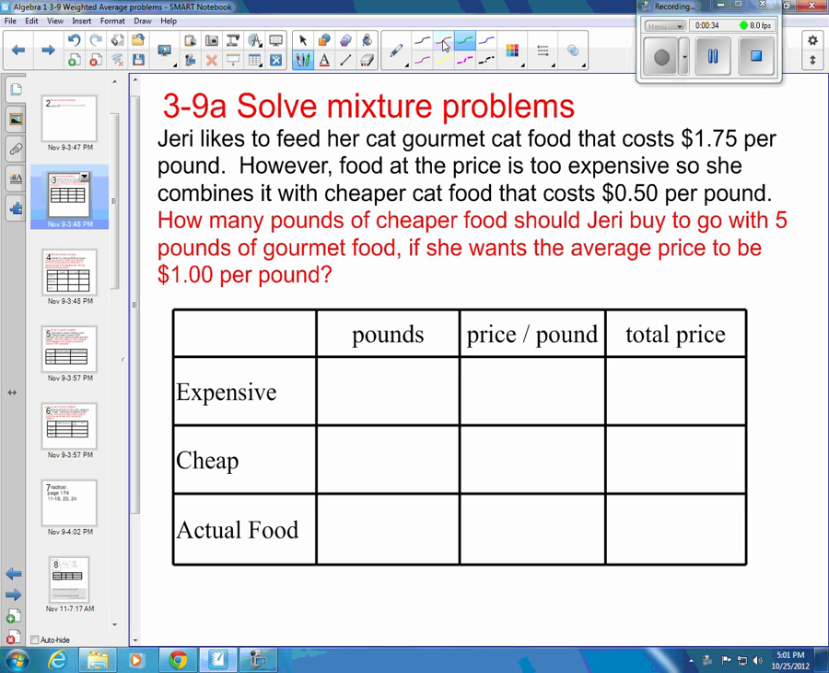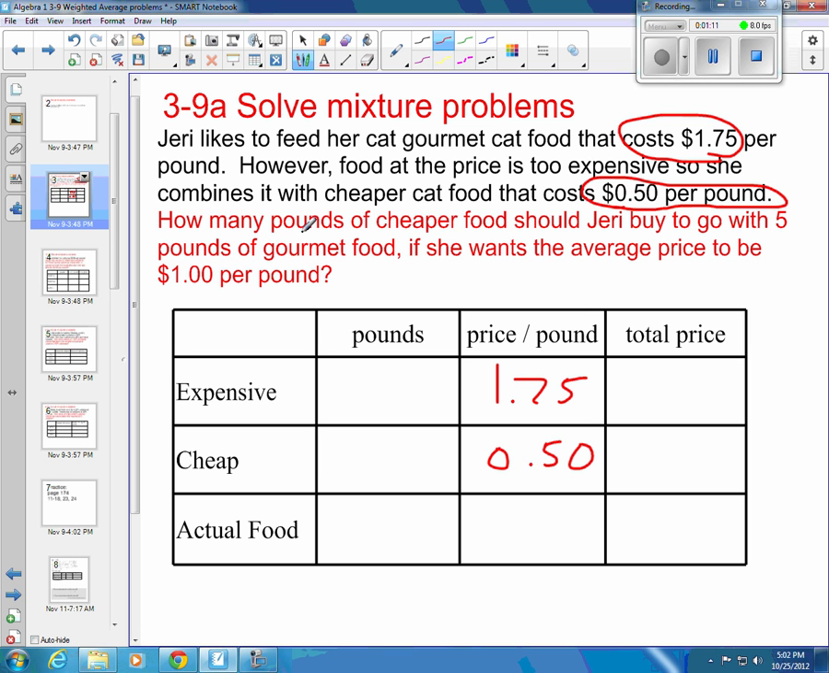So let's start sorting through this information. I have a table down here I can fill in, and the table's going to help me organize my thoughts. Jerry likes to feed her cat gourmet food that costs $1.75 per pound. So that's the expensive stuff. The expensive stuff is going to cost, price per pound, $1.75. However, at that price, the food's too expensive, so she combines it with cheaper cat food that's 50 cents per pound. So the cheaper stuff is 50 cents per pound.